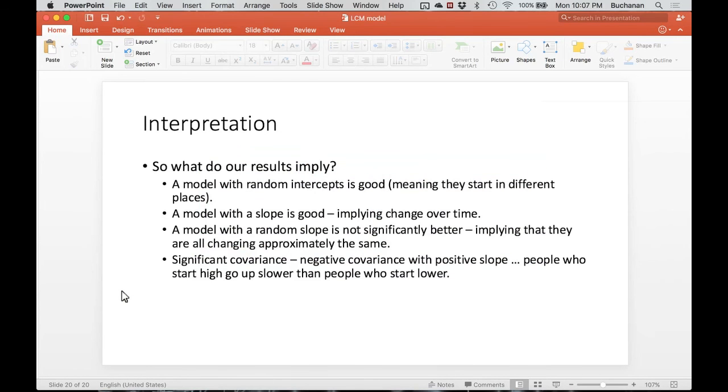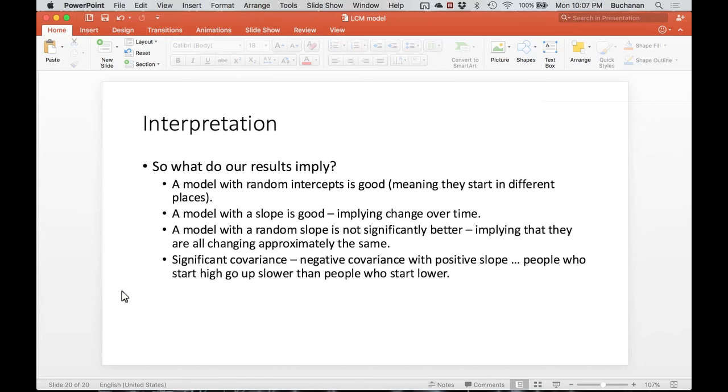So let's talk about interpretation. A model with random intercepts was good, so they start in different places, just a little bit around that average starting point. The model with the slope is good, which implies that there is a change over time, so growth did happen. A model with the random slope is not significantly better, so 4 is better than 3, implying that we're changing approximately the same across those time points, which is good, so everybody's changing in the same direction in the same way. But we do have a significant covariance, and it's a negative covariance and a positive slope.